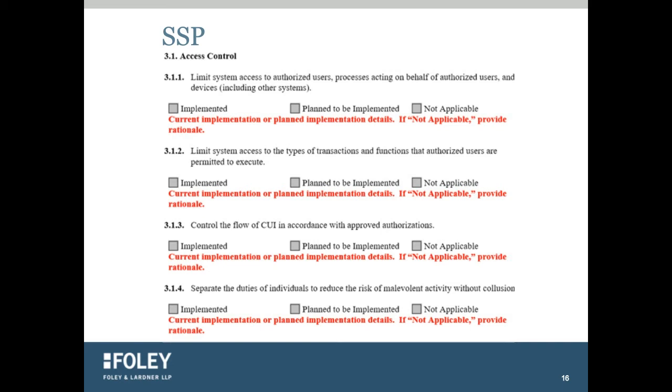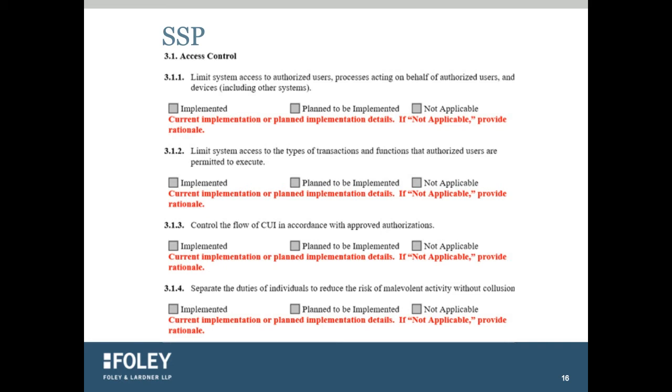So access control is one of the families. 3.1.1 is a control, and you either say that it's implemented, plan to be implemented, or not applicable. If it's not applicable, you need to explain why. So you do that through all the controls, and there's your system security plan. You've identified any gaps with your compliance with NIST 800-171.